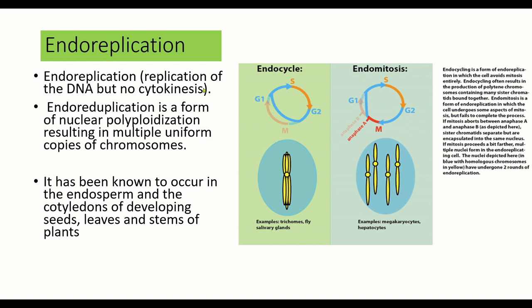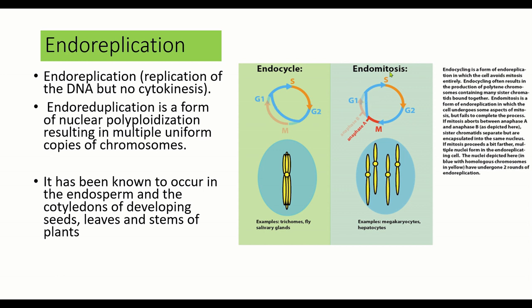So this can happen in two cases. One is endocycle, which escapes both the mitotic cycle and G1 phase. So there will not be mitosis, there won't be division, and there won't be cytokinesis.